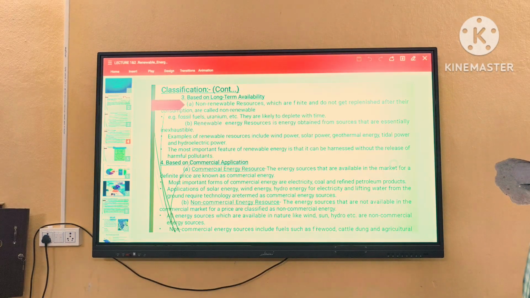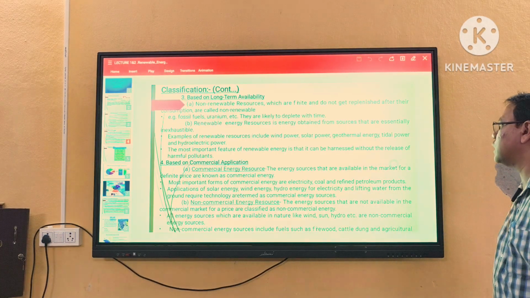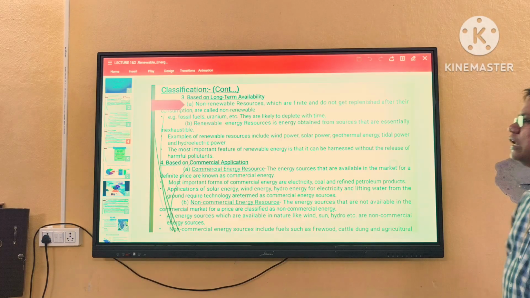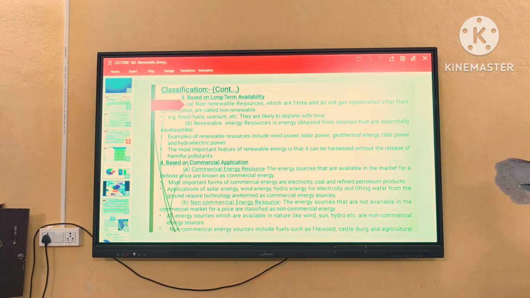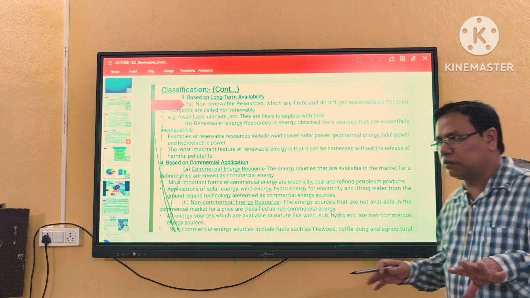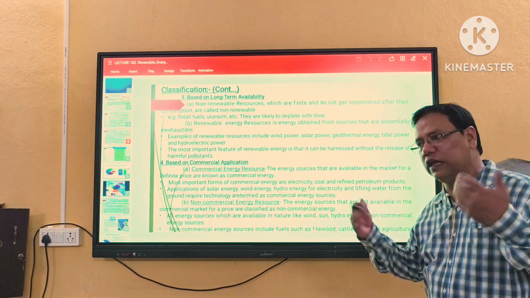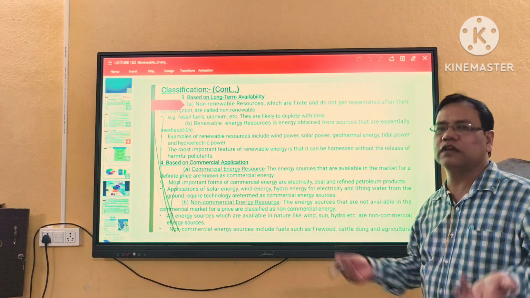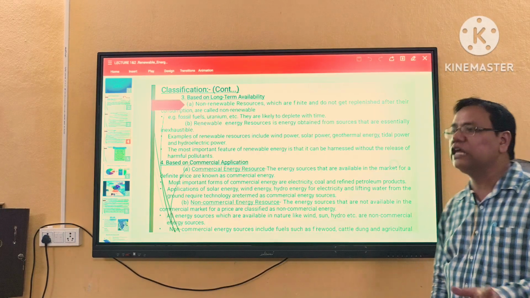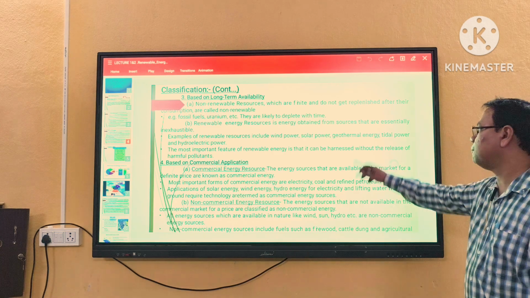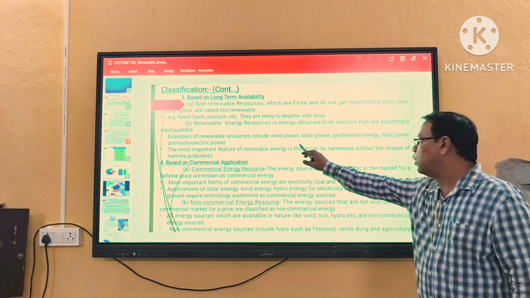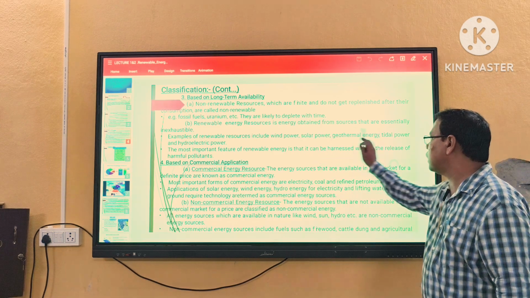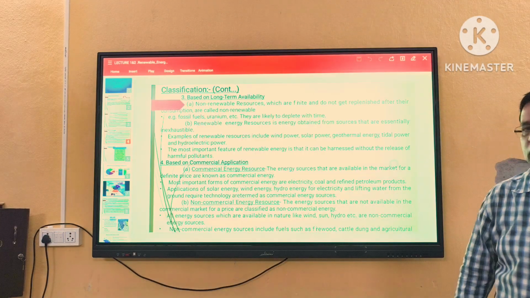Renewable energy sources are energy obtained from sources that are essentially inexhaustible. That means they are not finite, they are infinite, and they can be utilized and reused several times. Examples of renewable sources are wind power, solar power, geothermal energy, tidal, and hydroelectric power.